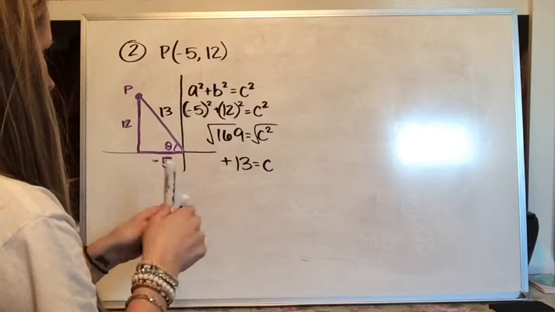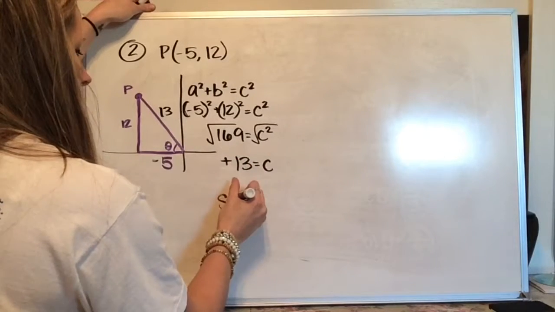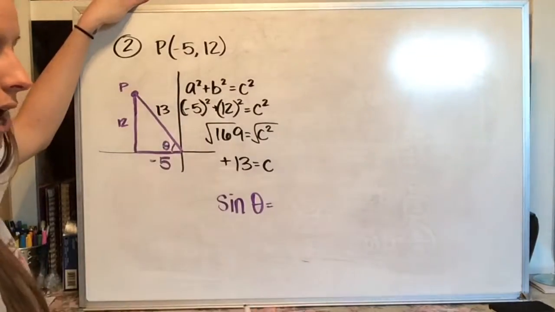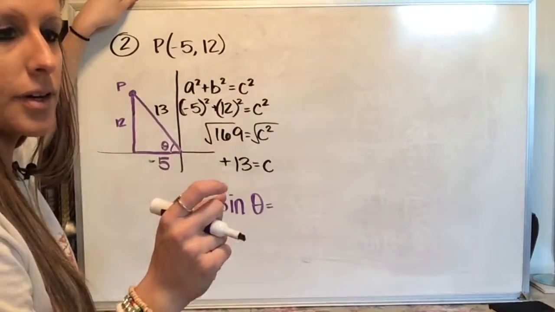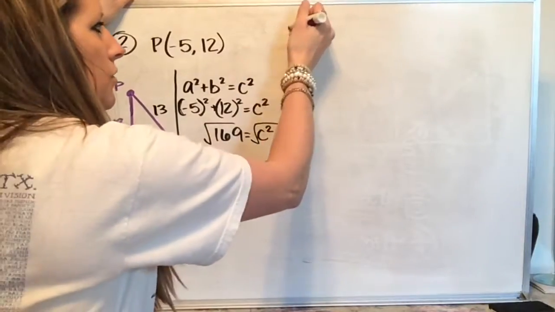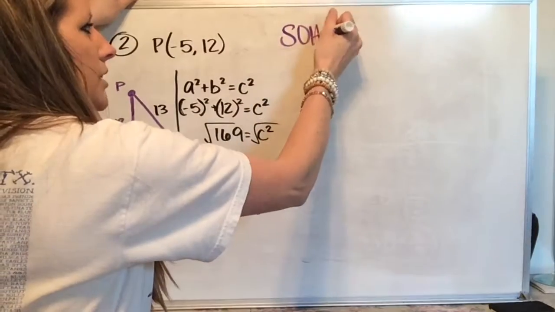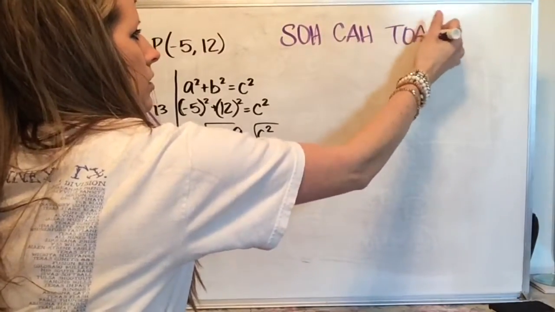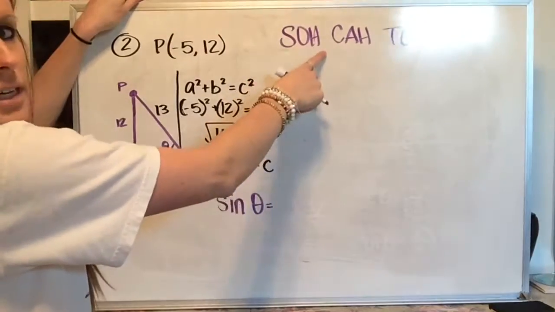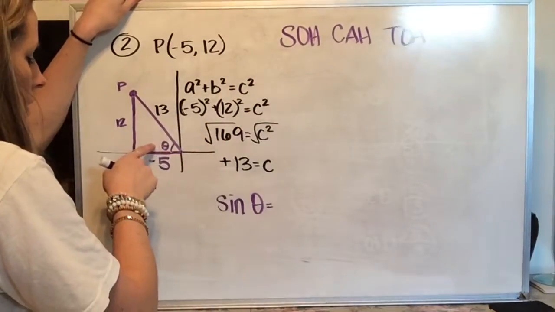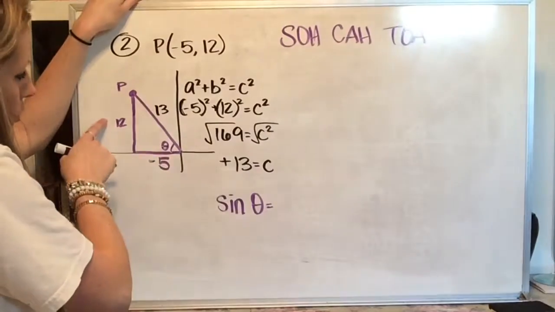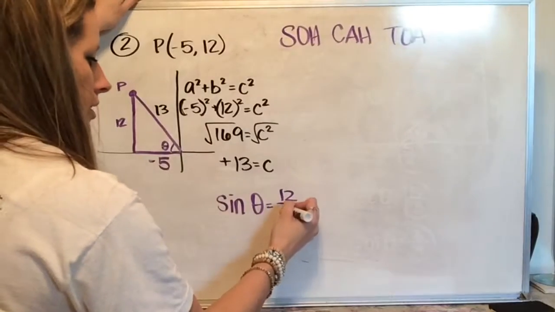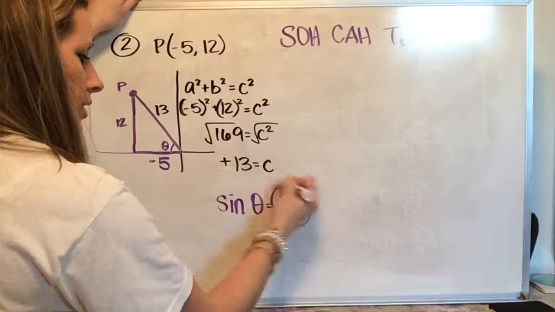Now we can do sine, cosine, and tangent. So our sine is going to be, and I would, at the top of your worksheet today, go ahead and write out that SOHCAHTOA so you have it to look at. Okay, so sine is going to be opposite over hypotenuse. So the side opposite of this angle would be 12 over my hypotenuse, which is 13. Okay, and that doesn't reduce.